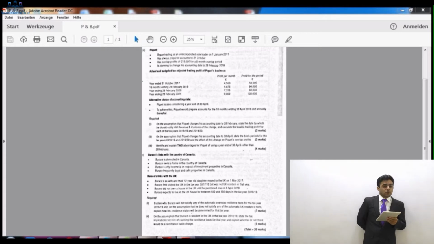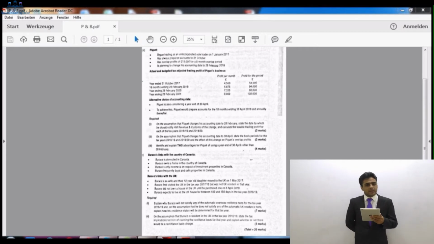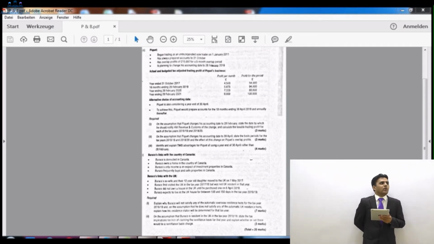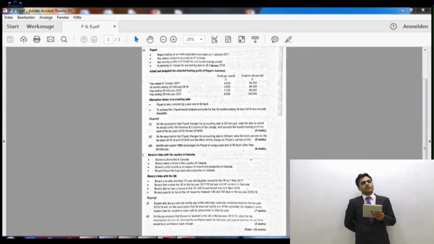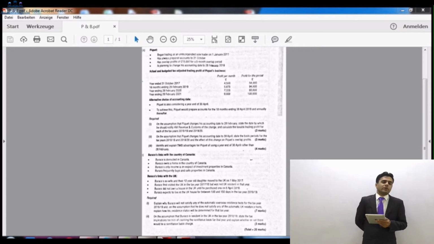Now, what were the automatic overseas tests? If you open up your notes and go to residence, or if you have already learned these rules, very good. Could you tell me what the tests were which determine that yes, that person is automatically overseas? One was the 16-day rule, the other was the 46-day rule, and the third was that someone is working overseas full-time and is not living more than 90 days in the UK. So there were 3 rules.